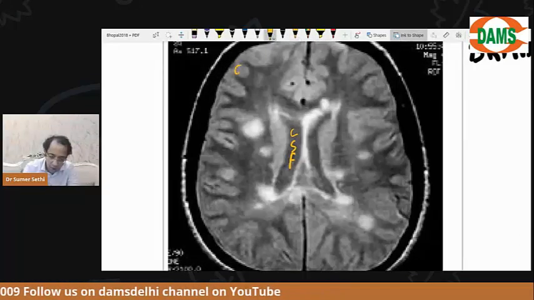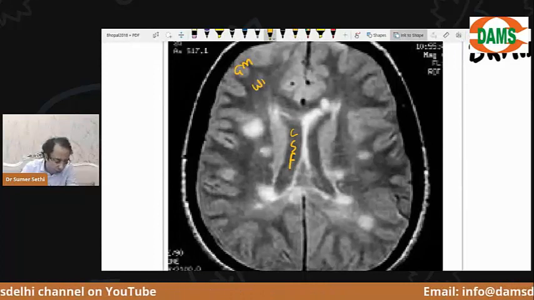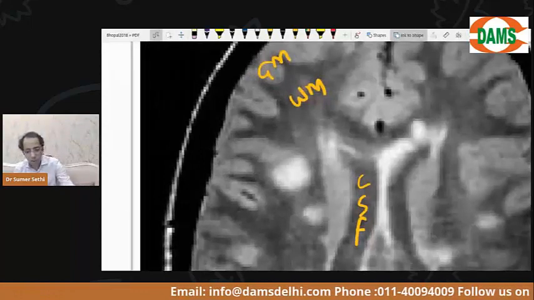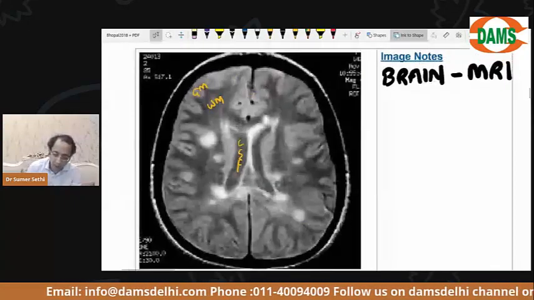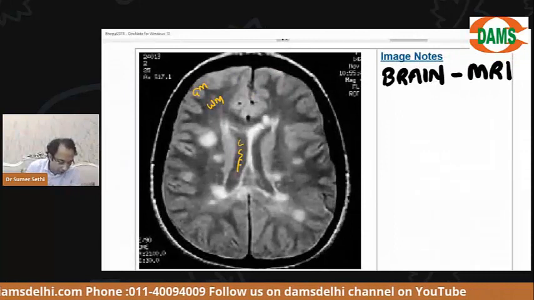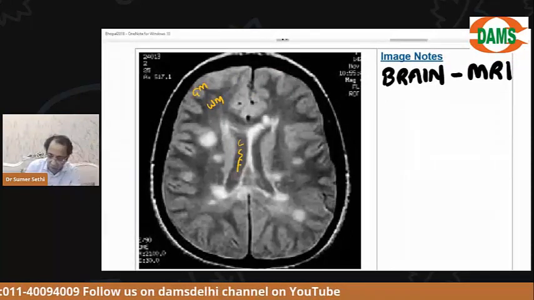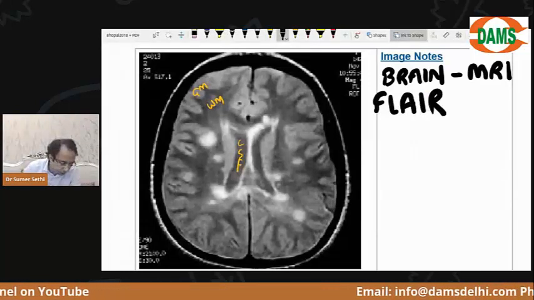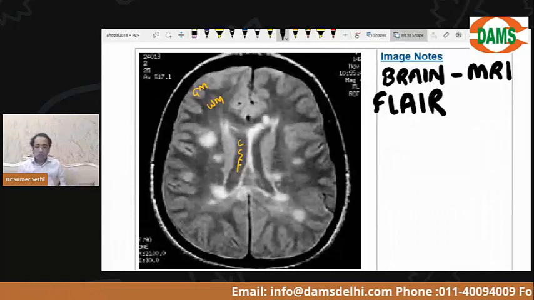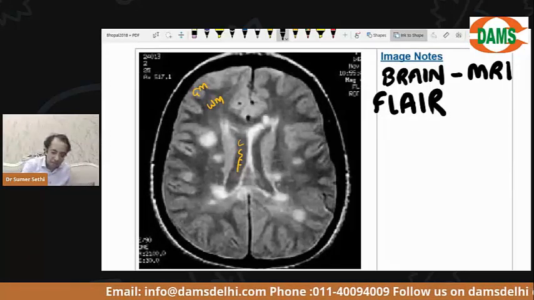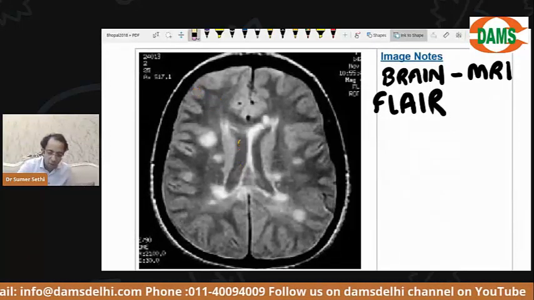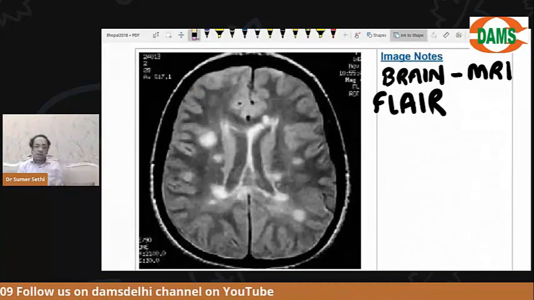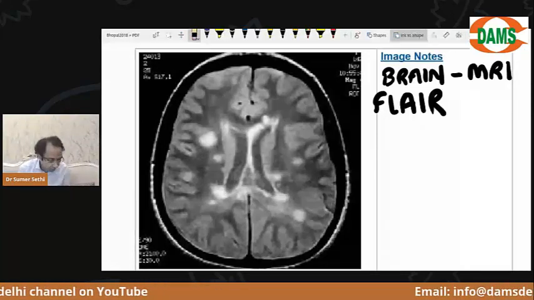What is the color of gray and white matter? What is more dark here? The white matter is more dark. So as compared to gray matter, the white matter is dark. CSF is dark. That means we are looking at a FLAIR MRI. Do you remember all this? The reason I'm telling you this is because if we had not done the basics, you could not have come so far. Now we can see this is a patient with a brain MRI and we can see the FLAIR image. Okay, bacho.